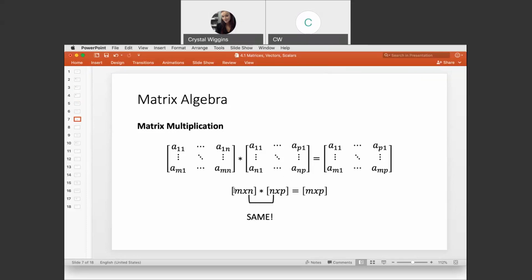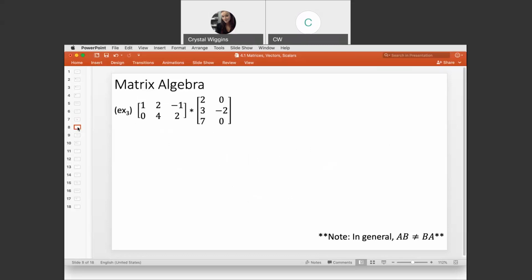So notice that m, the number of rows of the first one, and p, the number of columns of the second one, do not need to be the same. Only the inner values need to be the same. And you'll also notice that the resulting size of the product matrix will be the size of the outer dimensions, an m by p matrix. So for example, if we take a look at this one here, let me show you how we would do matrix multiplication.